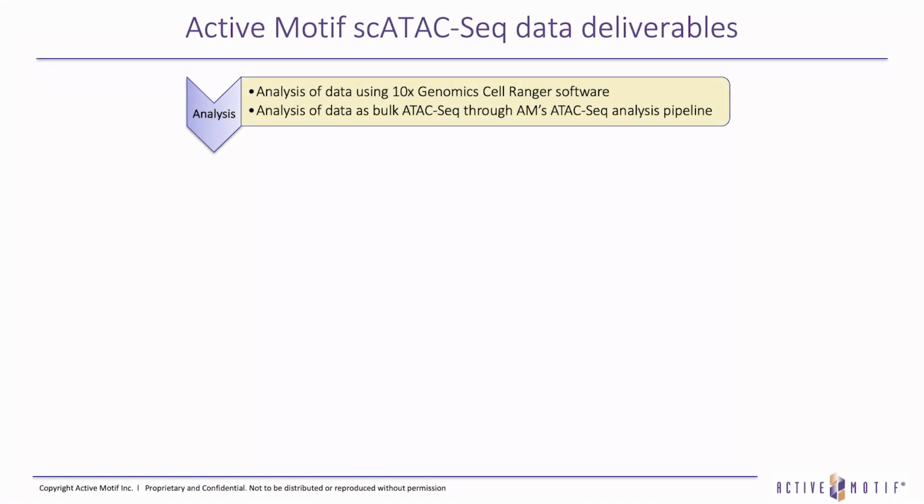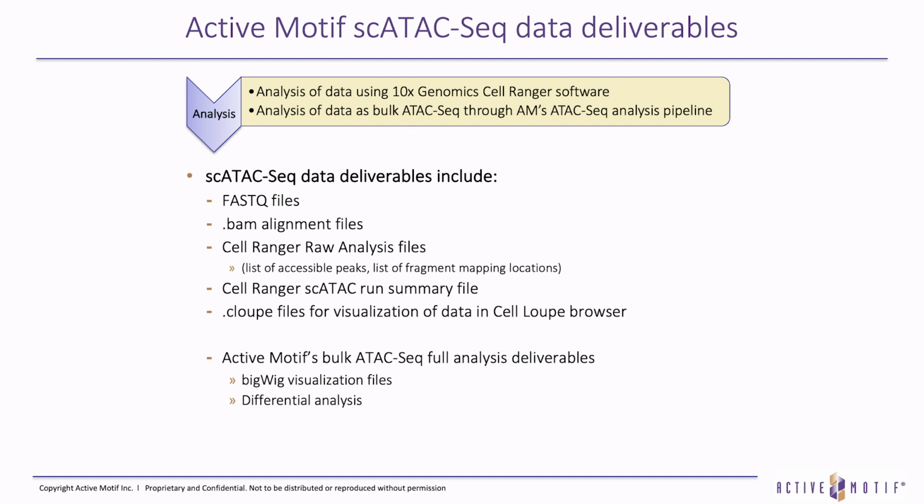To go into a little bit more of the specifics of the data deliverables for the single-cell ATAC-Seq service, the deliverables include all raw sequencing files, which are the FASTQ files, BAM alignment files, all the Cell Ranger raw analysis files, an HTML run summary file that gives you some high-level overview statistics of the single-cell ATAC-Seq run, and all the files that are required for visualization of those t-SNE plots, the clusters of cells in different colors, as well as the peak profiles for each of the individual cell clusters. All of those files are included.